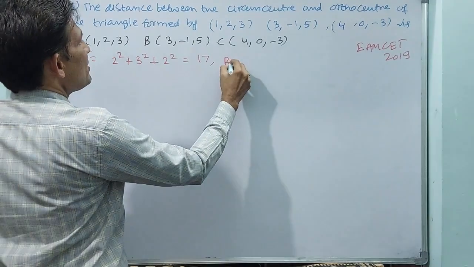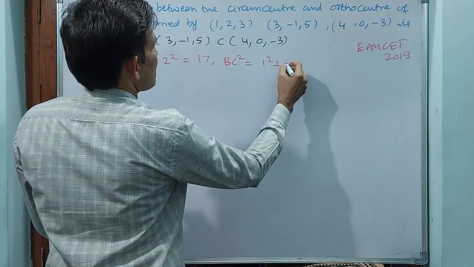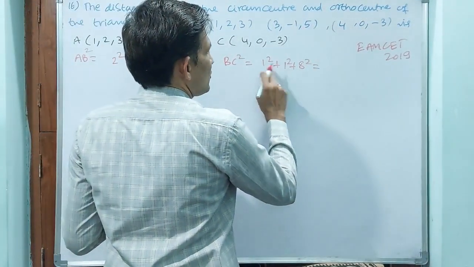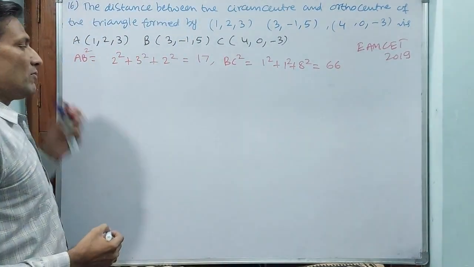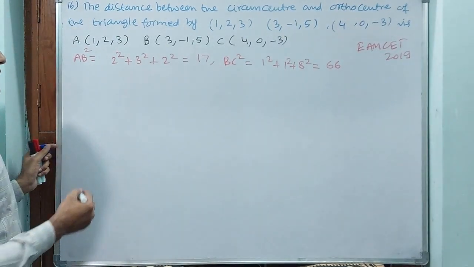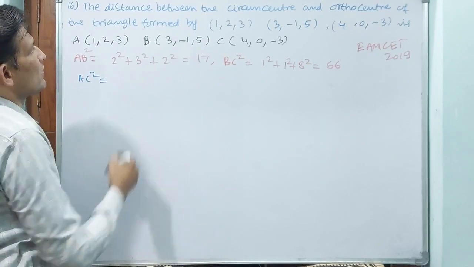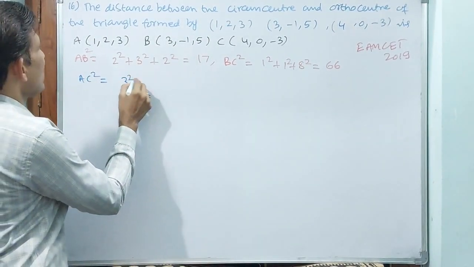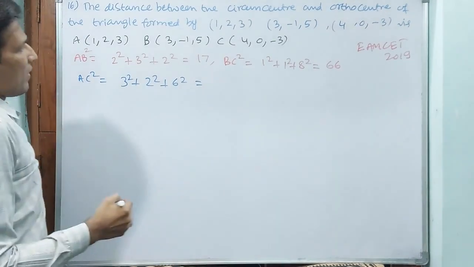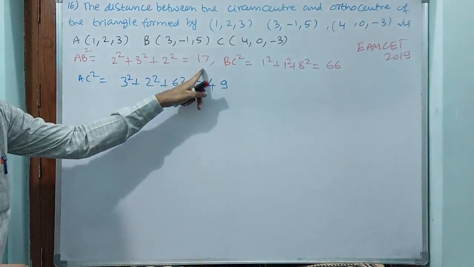Okay, now go for BC square. BC square means (3 minus 4, 1) squared plus (minus 1, 1) squared plus (5 plus 3, 8) squared. That means you see 64, 66. Okay? Now go for AC square. We have not taken the root of these; these are squares only. AC square: (1 minus 4, 3) squared plus 2 squared plus 6 squared. Why? Because 3 minus of minus 6 squared. 36, 40, 49. Okay, now you see 49 plus 17, 66.